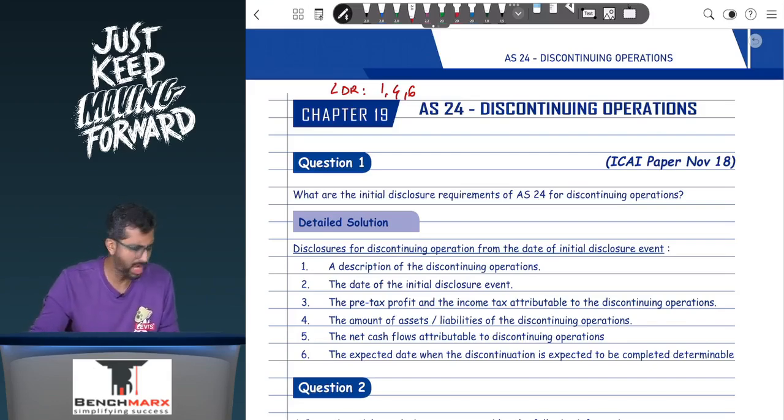So questions 1, 4 and 6 I would say are the important questions. We'll quickly review this and get done with this standard. Question number 1 is a theory question. It came in the exam. Very rarely do theory questions come, but if it comes, what is the initial disclosure requirement of AS 24 for discontinuing operations?